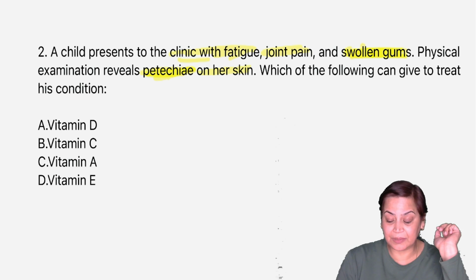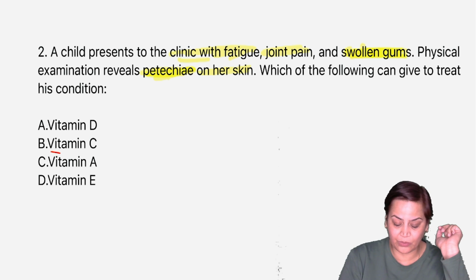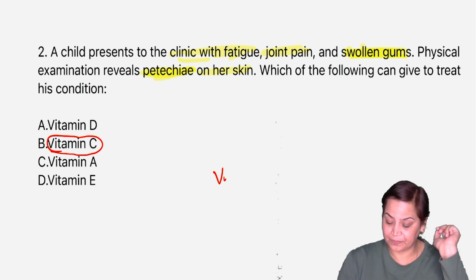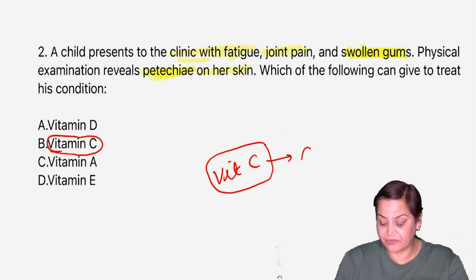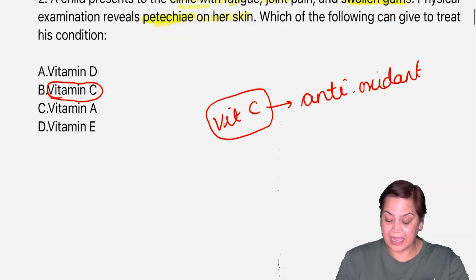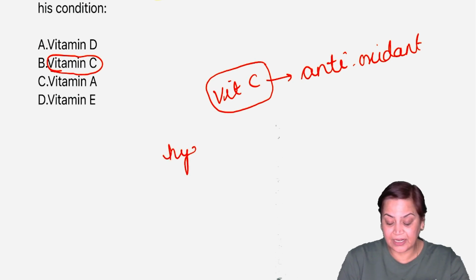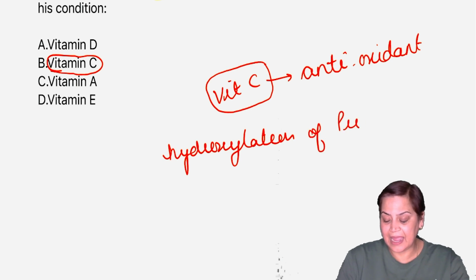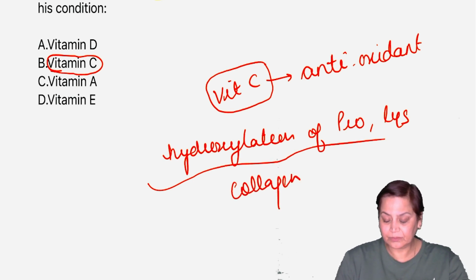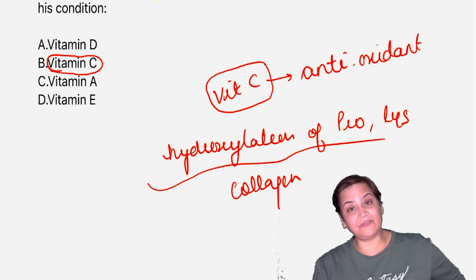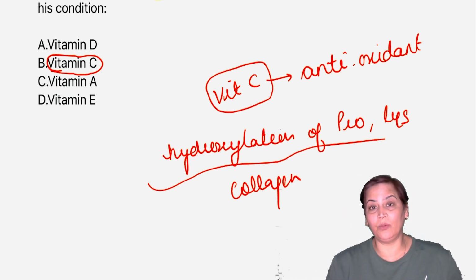Swollen gums and petechiae on her skin is a clear indication of which vitamin deficiency? It has to be vitamin C. Why? Because we know the function of vitamin C is that it functions as an antioxidant, right? And it catalyzes the hydroxylation of proline and lysine in the synthesis of collagen. So obviously, if synthesis of collagen is deficient, it is due to deficiency of vitamin C.